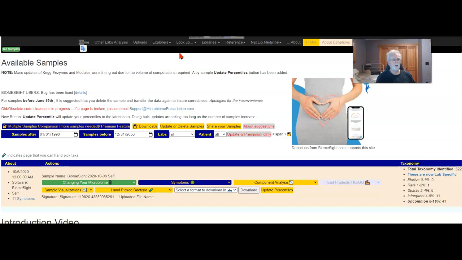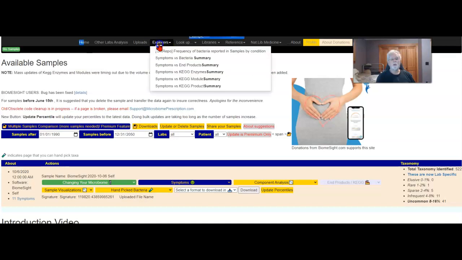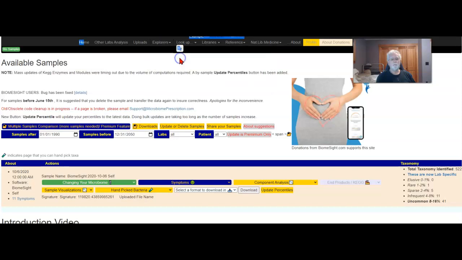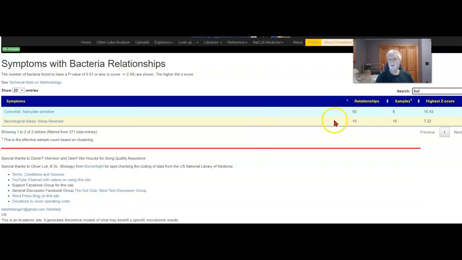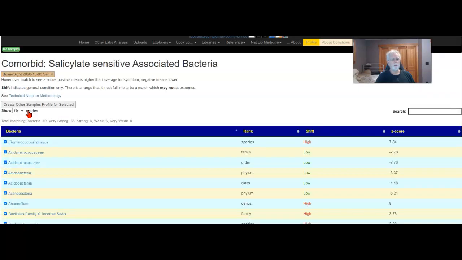Okay, so we have here a sample and a person, and what I'm going to do is go up to Explorers and look at symptom versus bacteria summary. And it gives you this horrendous list. Now I'm going to type in salicylate sensitivity, and we find there are 50 relationships between different bacteria and salicylate. We only have 9 samples, but we do have some very significant Z scores, as in highlighted, these are statistically significant. Okay, we click here, nice view, and voila, we now have a list of the bacteria found over the whole population of people reporting salicylate sensitivity, and this person's specific example. We in fact find 39, which are very strong associations out of the 49 identified, and 6 which are theirs, takes it up to 42 out of 49, an 80% hit, which is quite acceptable.